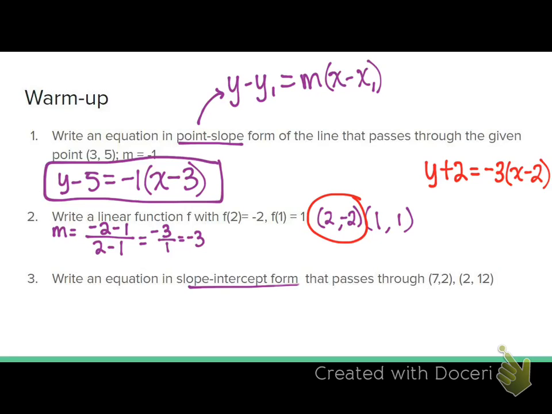Slope intercept. We're working towards slope intercept form. How are we going to get it there? Y equals mx plus b. We need to distribute to make that happen. We distribute the -3. We get y plus 2 equals what? -3x plus 6.